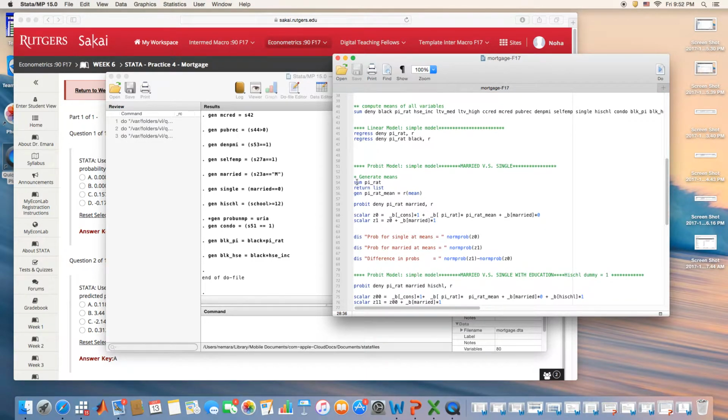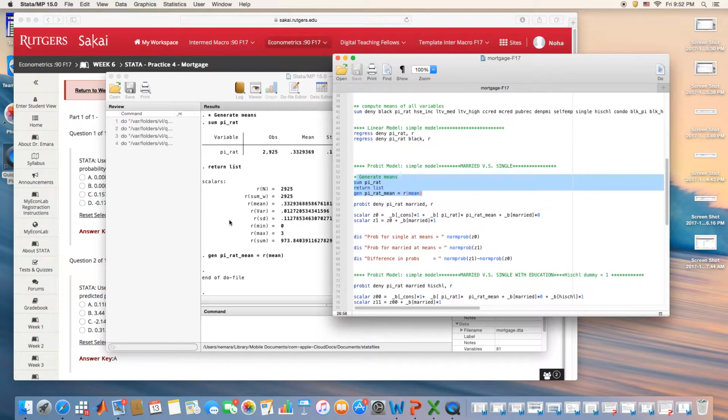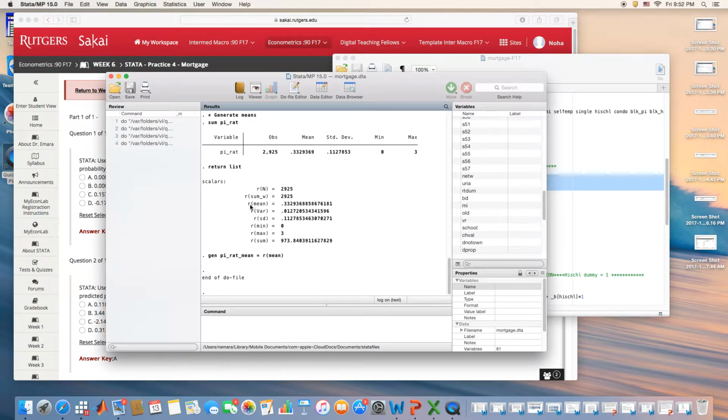I need to create the mean of the payment to income ratio. In order to do that, you just use the summarize command for the payment to income ratio, return list of all statistics, and then generate a variable called pi rate mean, which is R mean. This would give me the average for this variable. As you can see, the R mean, this is our focus, is equal to this number.